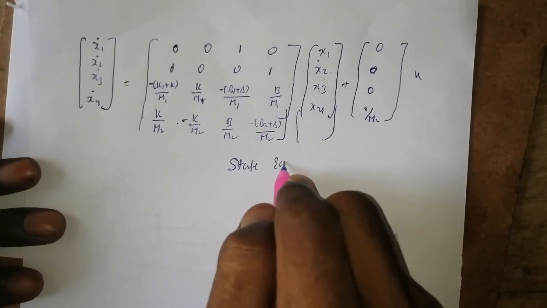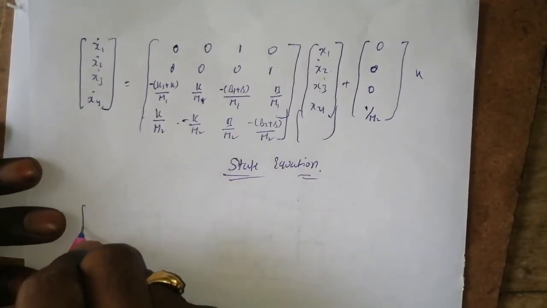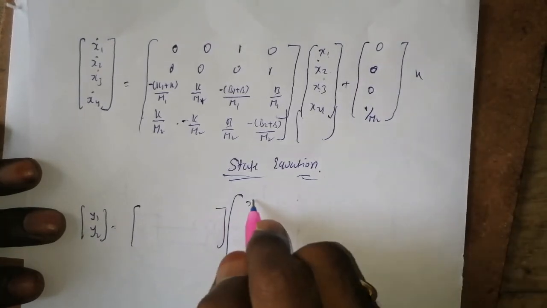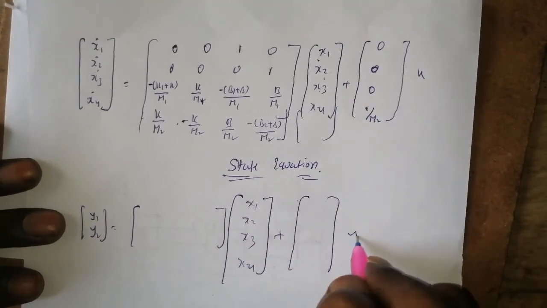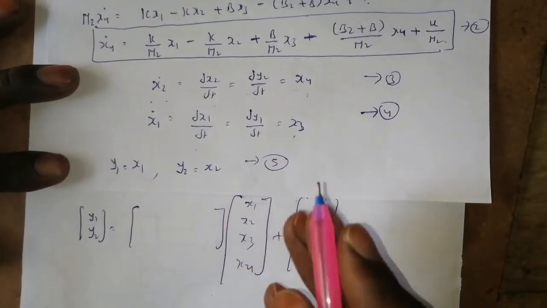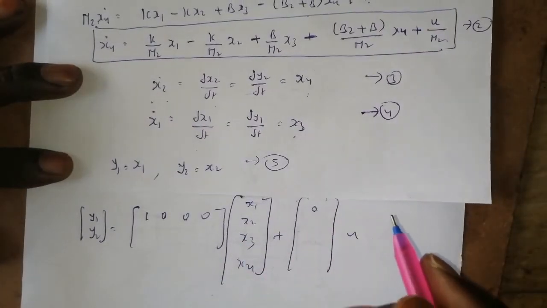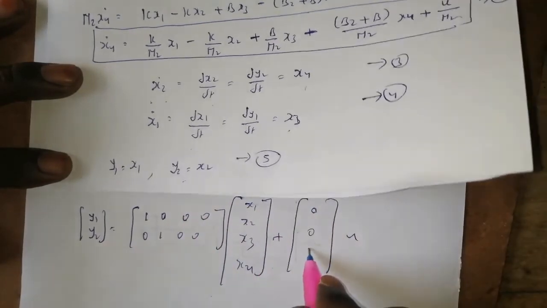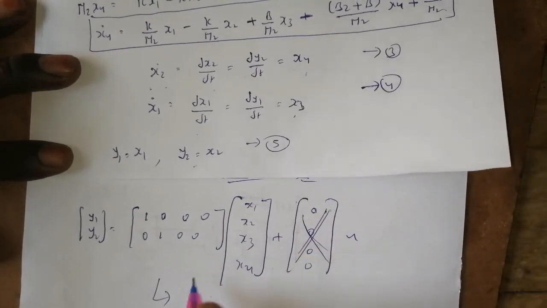So this is called the state equation. Now let me see the output equation. We have two outputs, y1 and y2, in terms of x1, x2, x3, x4 and u. So what is the y1 equation? y1 is x1, so you will get 1 0 0 0, so x1, the remaining are 0, and there is no input. And the next one is y2 equals x2, so 0 1 0 0 and there is no input. So this is the output equation.